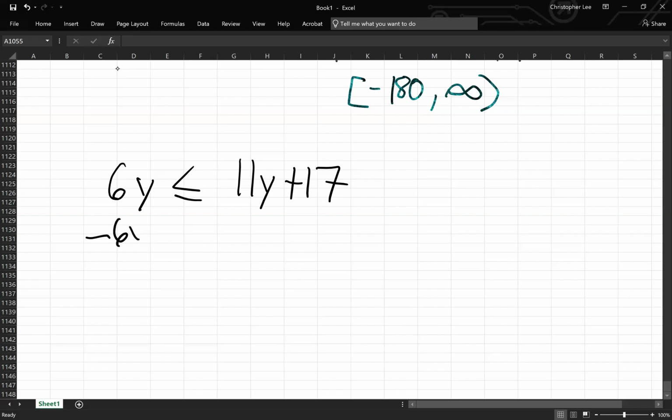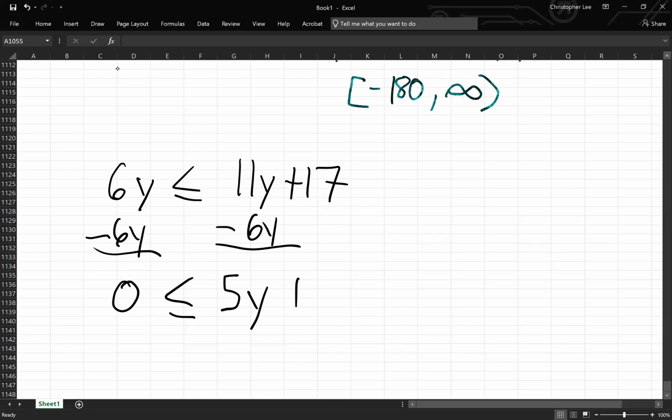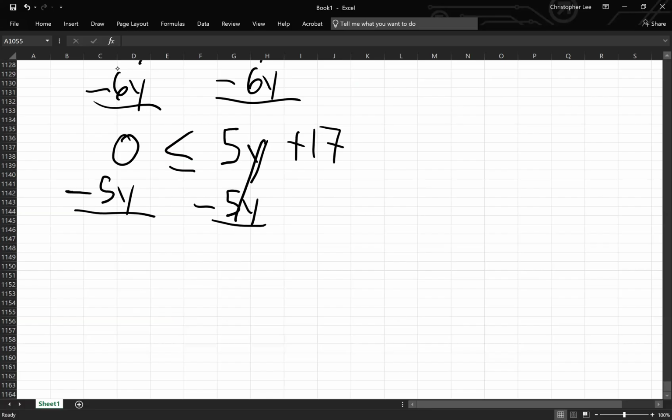So I'm gonna subtract 6y from over here. Now that gives me 0 is less than or equal to, and then minus 6y, because what you do to one side, you gotta do to the other side. 11 minus 6, what's that? 5, I think, right? Plus 17. What should I do next? You want to move the 5y back to the other side? All right, so I'm gonna subtract 5y from over here, what I do to one side, I gotta do to the other. So now what do I have? I have -5y is less than or equal to 17. What should I do after that?